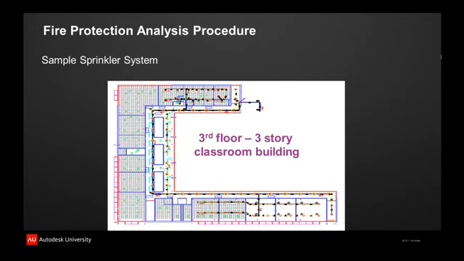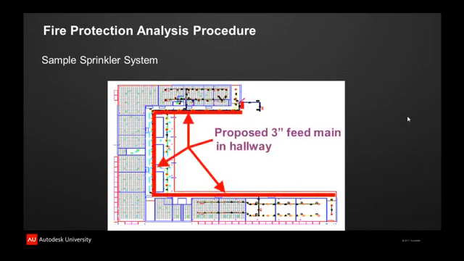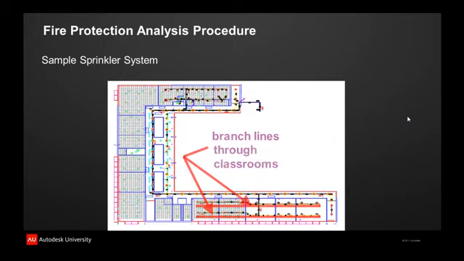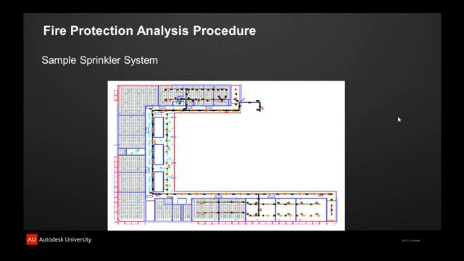We're going to describe a sprinkler system that has a standpipe that takes water from the city supply and feeds it through a standpipe in the corner stairwell. Then we're going to use 3-inch cross mains through the hallway of the classroom building to feed water into the classrooms. The classrooms themselves will have branch lines connecting the sprinklers within the classrooms, and then those branch lines will be connected back into the feed main with a 3-inch cross main from each set of branch lines. So that's our sample sprinkler system.